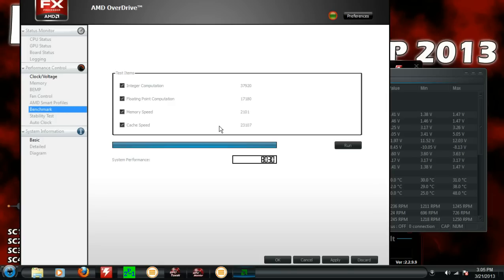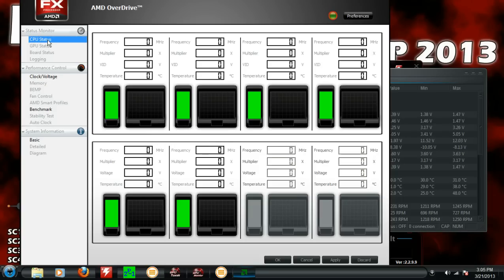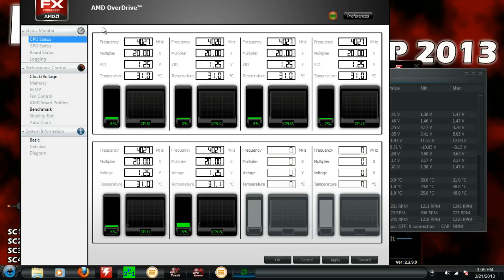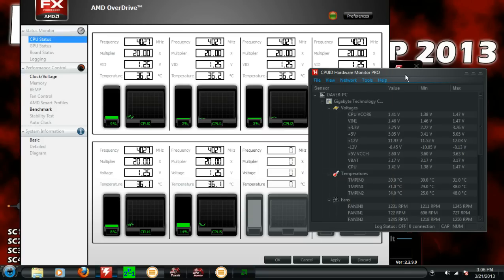But anyway, here's my score on the AMD Overdrive benchmark. Not too shabby. Not the greatest I've had, but not too shabby, especially for 4 gigahertz. As you can see, it also monitors your temperatures, so that is one thing handy about Overdrive. Once again, don't trust its voltages. You can see the CPU VID is supposed to be 1.25, but it sure is not. So, like I said, just keep that in mind.